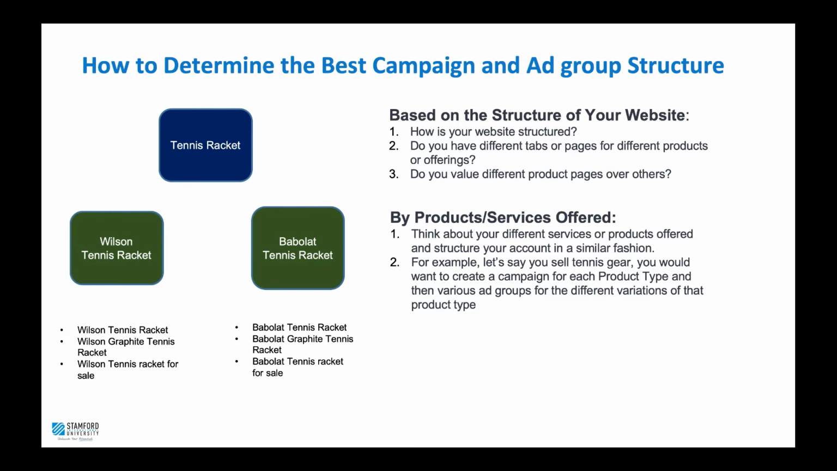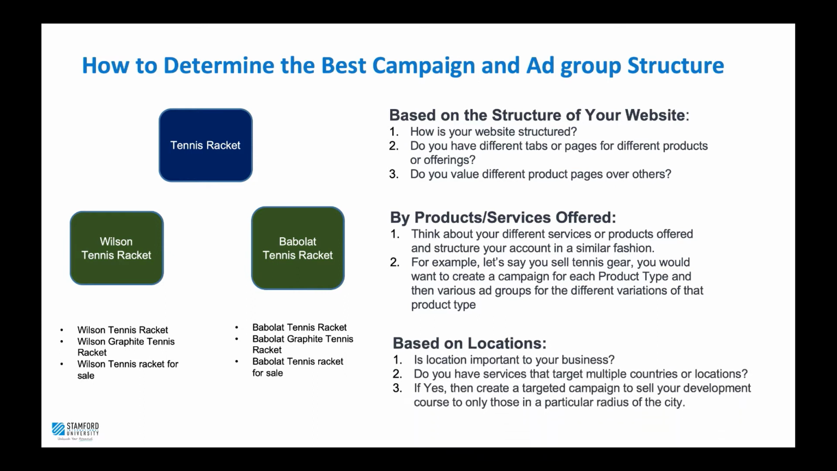So you can see here you have tennis racket at the campaign level, and then at the ad group level you have Wilson, Babolat. And then these are the keywords underneath. You can see they are related to that ad group. So Wilson will have Wilson in it, Babolat will have Babolat.